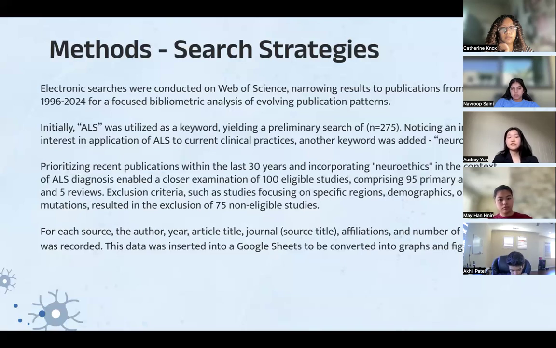And from there, for each of the sources, the author, year, article title, journal source title, affiliations, and number of citations were recorded. And this data was then inserted into a Google Sheets to be converted into graphs and figures.